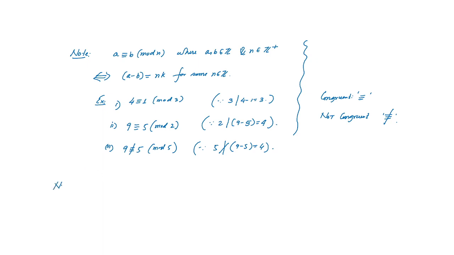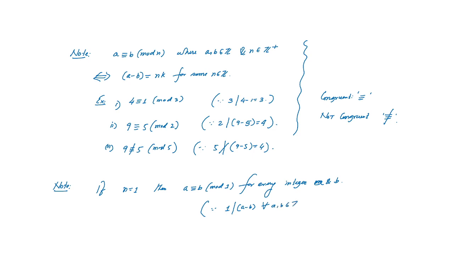But here is another important observation: if n equals 1, then we can say a is congruent to b mod 1 for every integer a and b. Because 1 divides a minus b for all a, b belongs to Z. This is quite an obvious result.